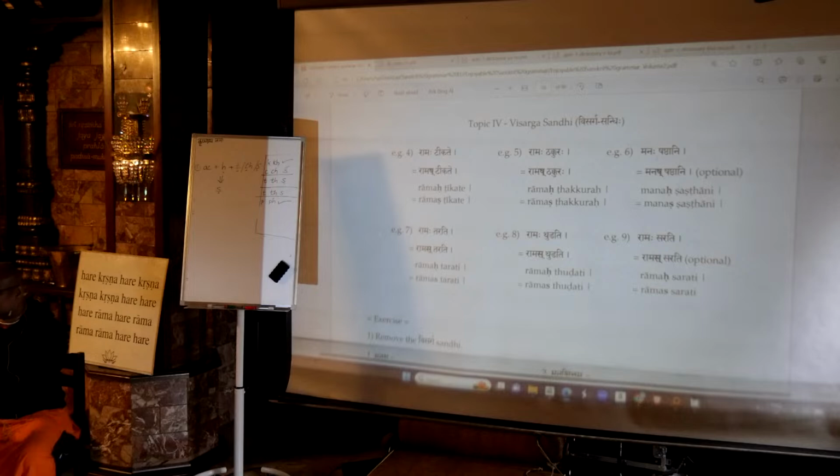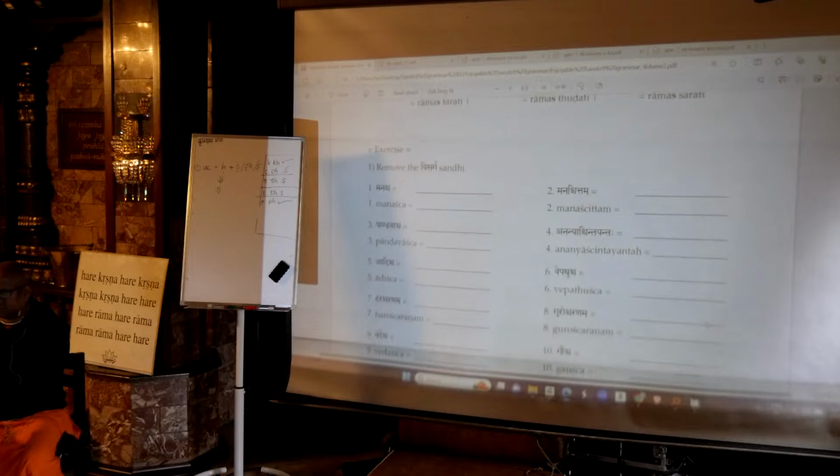But what happens when it comes to sha? The same thing, it's optional. Either you say manaha shashthani or you say manas shashthani. Both are fine. Shri Krishna is using this, right? Manas shashthani indriyani prakritisthani karshati. Manas shashthani or manaha shashthani. Both are fine. Okay. And then the final one is ta, tha and sa. So it gets replaced by the last one, sa. So Ramaha tarati becomes Ramas tarati. Ramaha thudati becomes Ramas thudati. And this final one is again optional. Either you can have Ramaha sarati or you can say Ramas sarati. This way. So you can see it's just filled with examples.